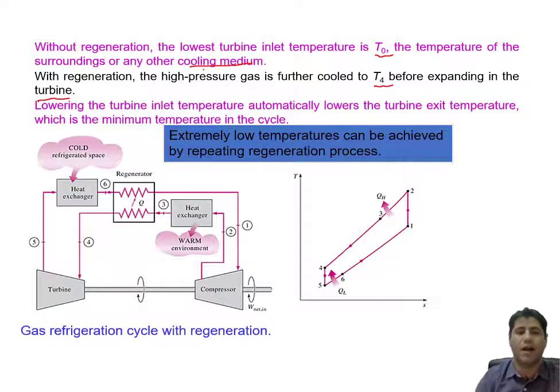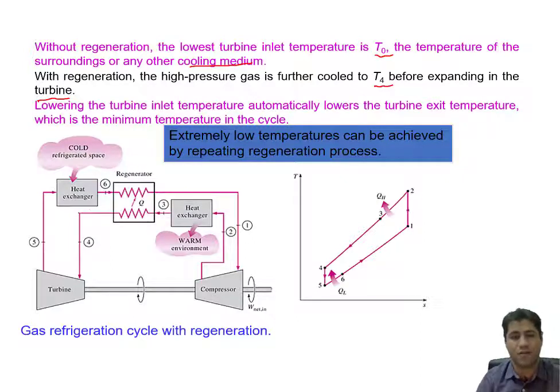So lowering the turbine inlet temperature automatically lowers the turbine exit temperature, which is the minimum temperature in the cycle, which we can reach, and also it can be used to cool down the air inside the airplane.